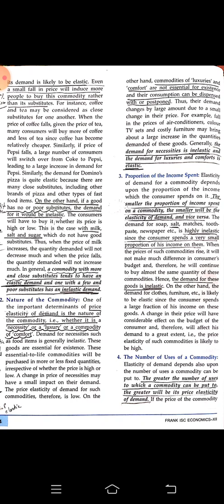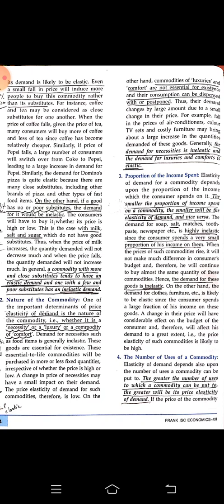First, we have to categorize the commodities, whatever we are using, whether it is a necessary item, a comfort providing item, or a luxurious item. Price elasticity of demand depends on the nature of the commodity, that is whether it is a necessity, a luxury or a commodity of comfort. Commodities of luxuries and comfort are not essential for existence. Their consumption can be postponed.